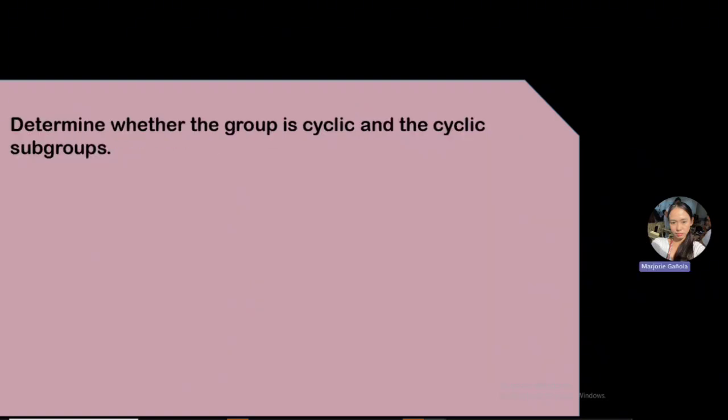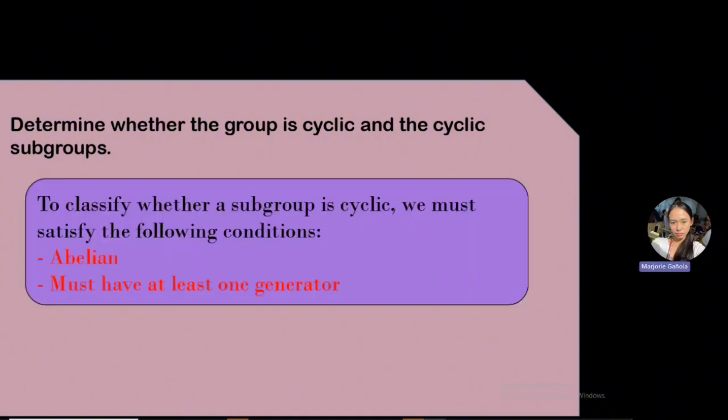So our agenda for this video is to determine whether the group is cyclic. To classify whether a subgroup or a group is cyclic, we must satisfy the following conditions. First, it must be abelian because all cyclic groups are abelian. Second, it must have at least one generator. So what is a generator? A generator is an element that generates all of the elements in the set.